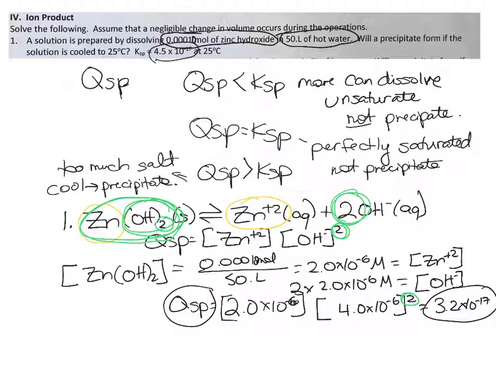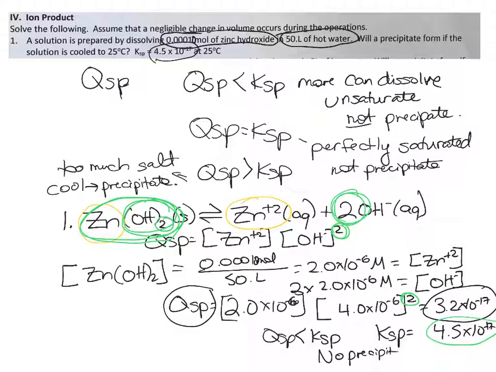You'll notice the KSP that they give us in this equation. In the problem, they're going to give you the KSP, and the KSP is 4.5 times 10 to the negative 17th. So you notice that the KSP is a bigger number than the QSP, which means that you could dissolve more in here. Again, if we look above, in this case, the QSP is less than KSP, so no precipitate will occur.